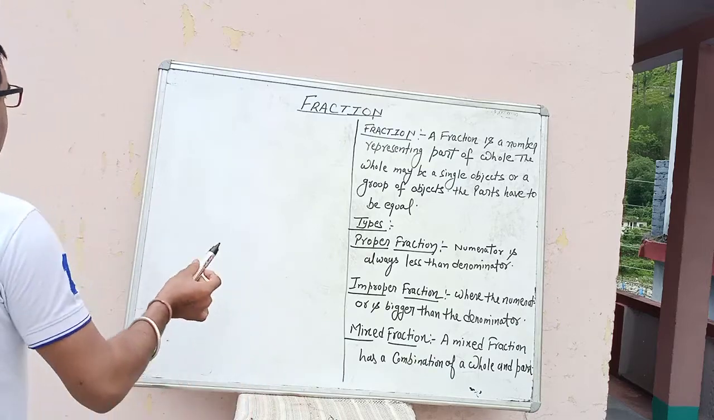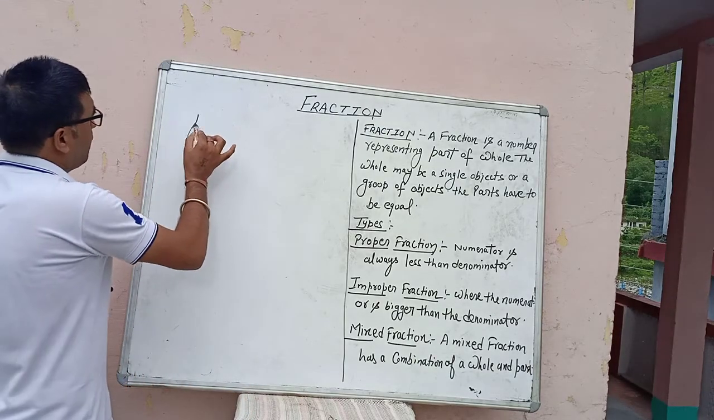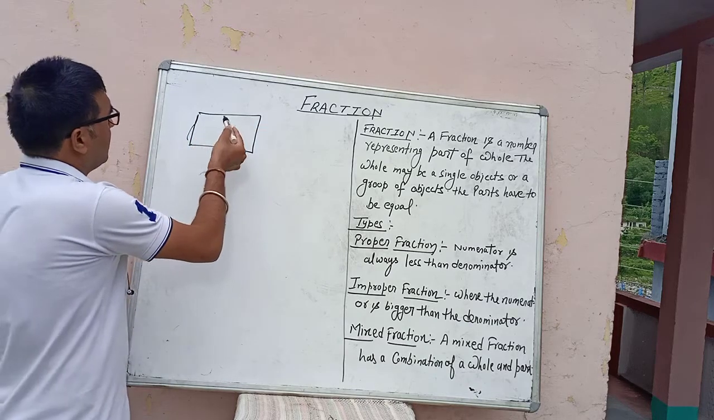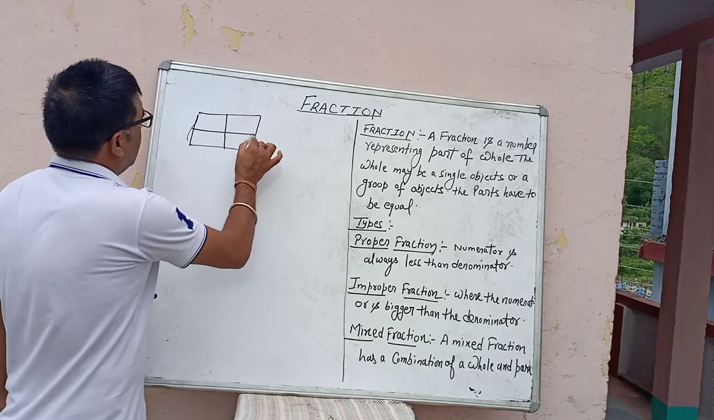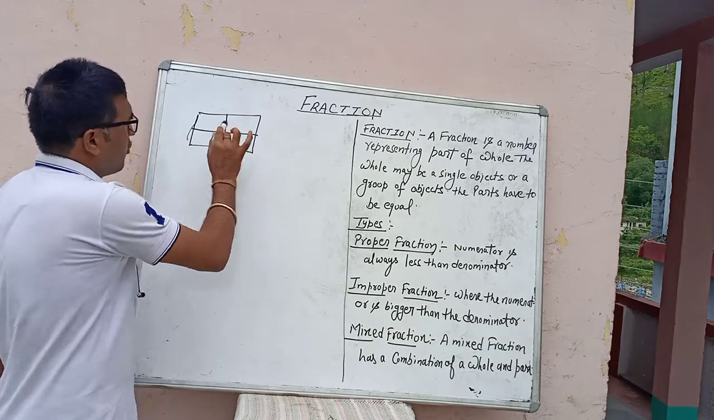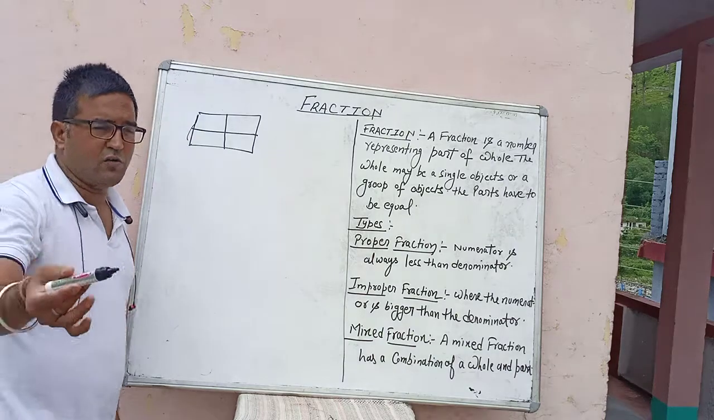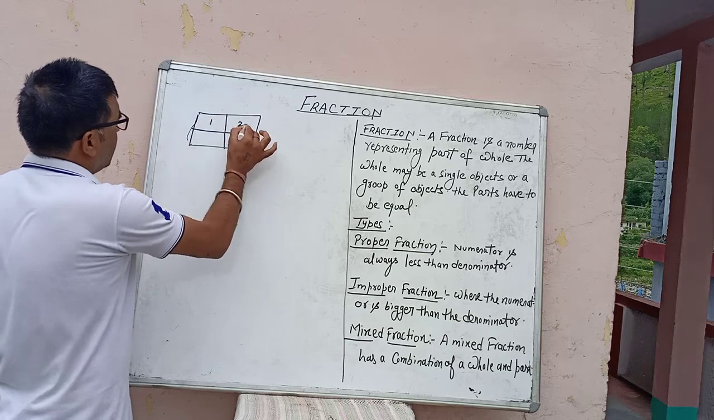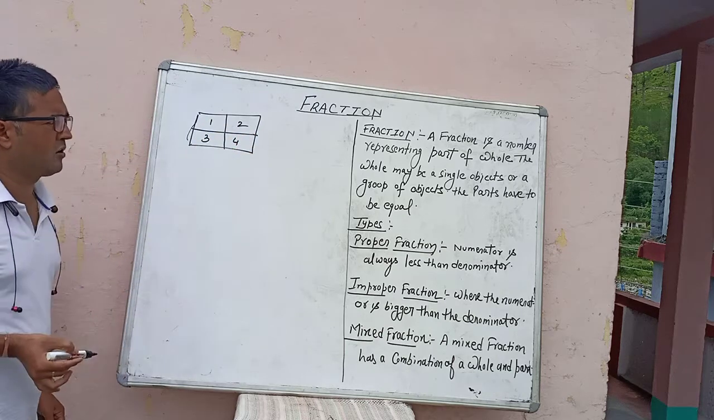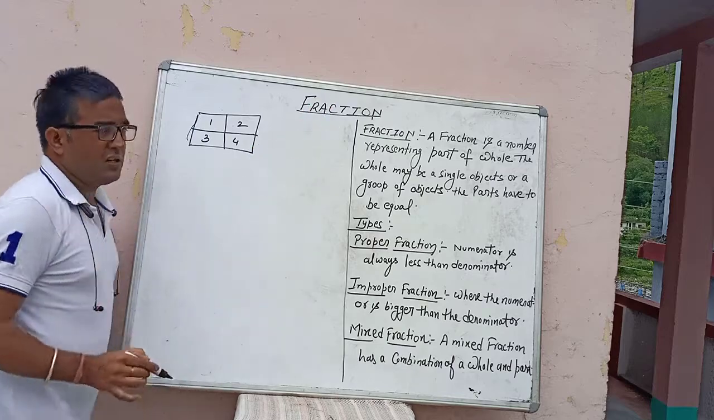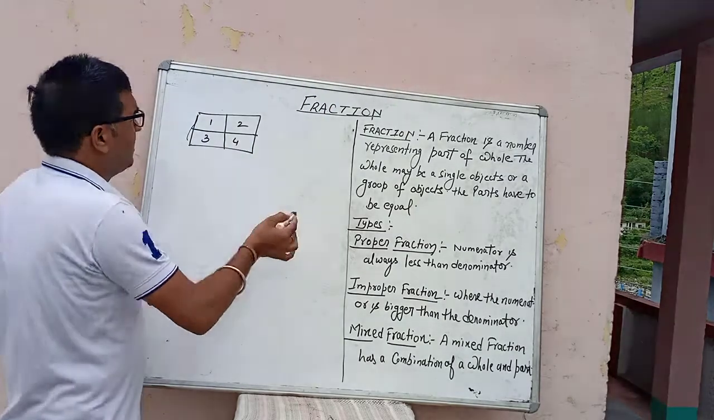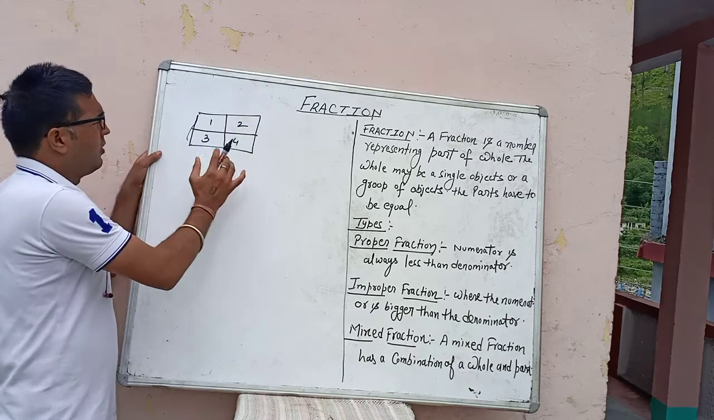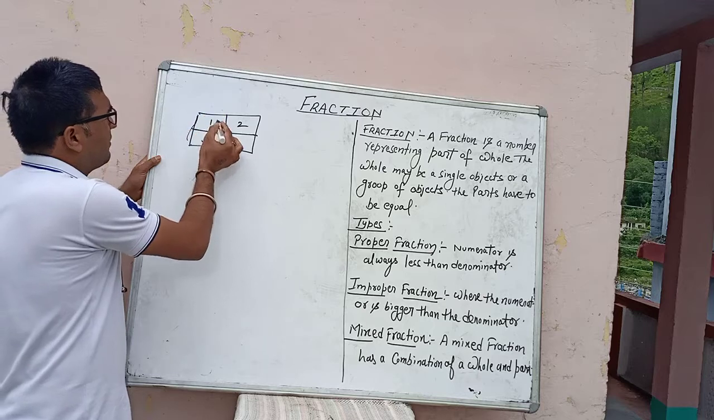So you can understand this. For example, if you have a chocolate and you are four brothers and sisters, you divide this chocolate into four equal parts. The first part, second part, third part, and fourth part. So now, according to the definition, a fraction is a number representing a part of a whole.